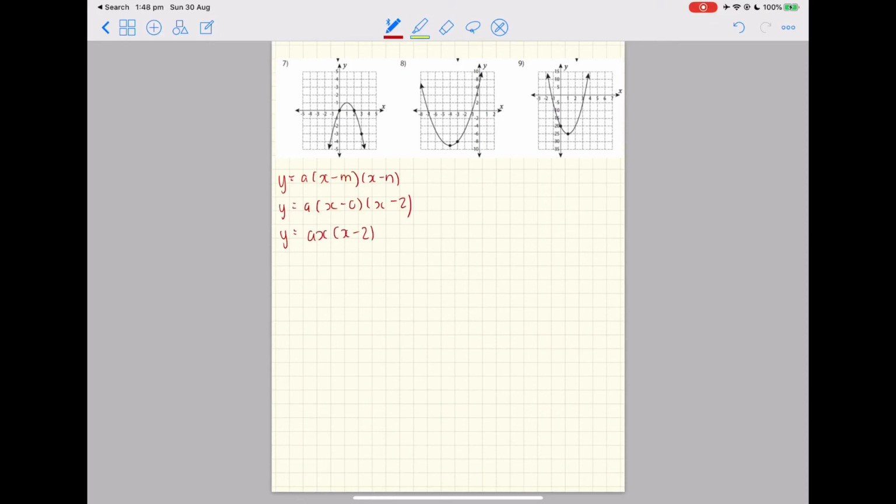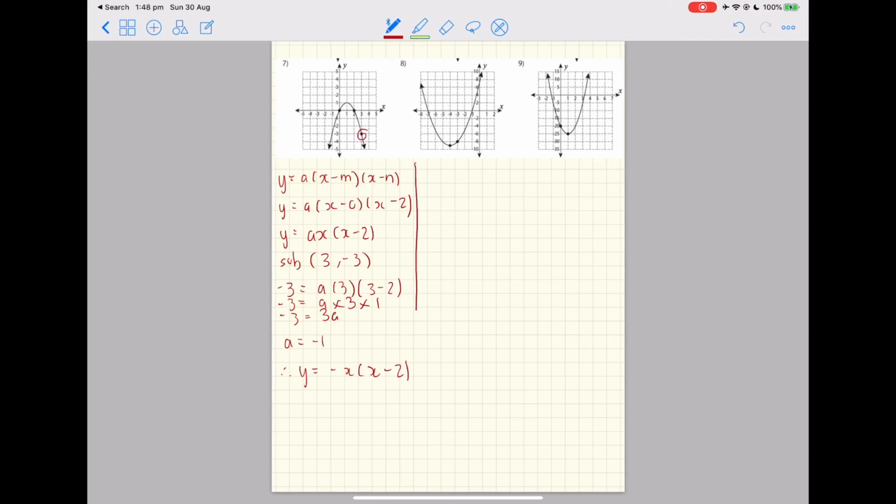To solve for a, we're going to substitute the extra coordinates as provided to us. In this case, that corresponds to (3, −3). So if you substitute it in, then this is what your equation should look like. 3 minus 2 is equal to 1, so therefore −3 is equal to a times 3 times positive 1. Divide both sides by 3, hence a is equal to −1. Therefore, your equation is going to be y is equal to −x(x − 2).